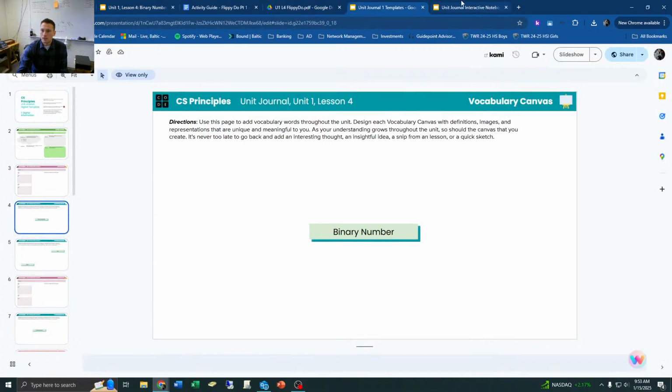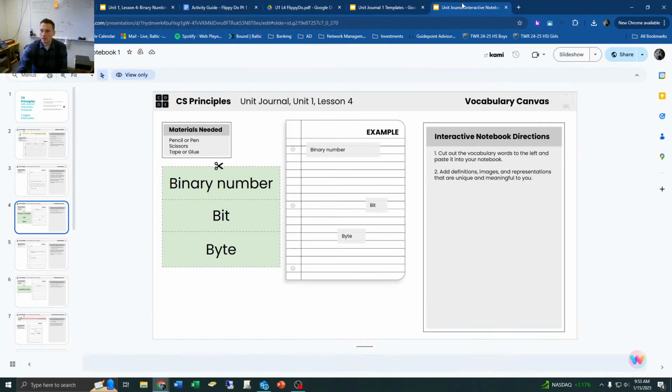Okay, I think for our interactive journal in our notebook, we're going to cut out these vocabulary words on the left and paste them in our notebook. So binary number, bit, and byte. And then we want to add definitions, images, and representations that are unique and meaningful to you.